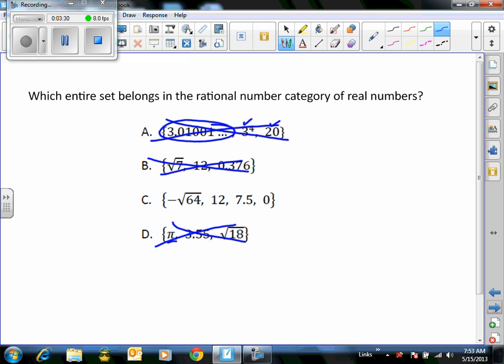Now when I put the square root of 64 into my calculator, I see that it's 8, and negative 8 is going to be a rational number. 12, we should know by now, is a rational number. 7.5 is a terminating decimal, a decimal that comes to an end. That's rational. And, of course, 0. So the correct answer would be C.